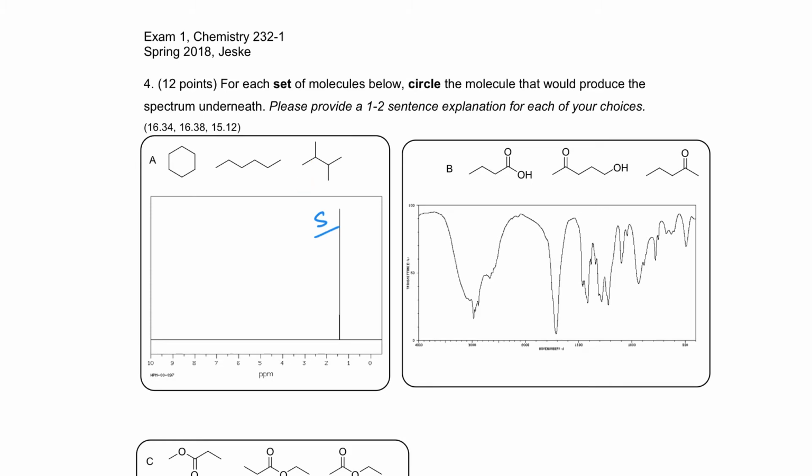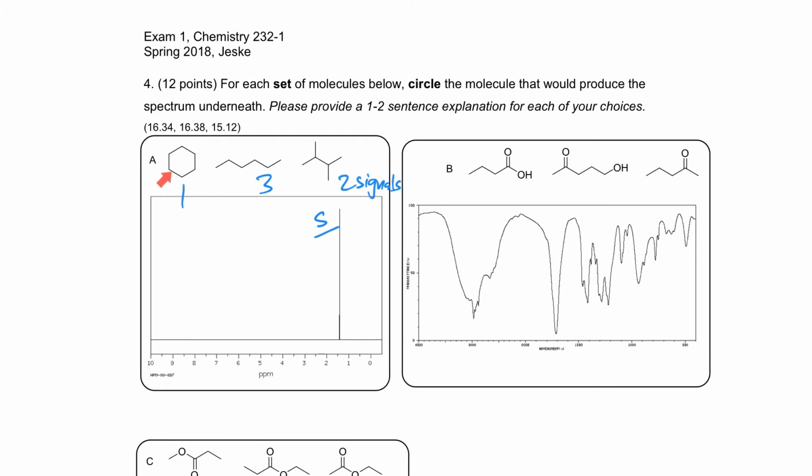A lot of students did circle this molecule, claiming that it had high symmetry, only one type of hydrogen. Remember though, while these 4 methyls are the same, there's still CH2s or CHs right here that are not the same. So this would have 2 signals. This would have 3. And this ring, some students confuse this with an aromatic ring.